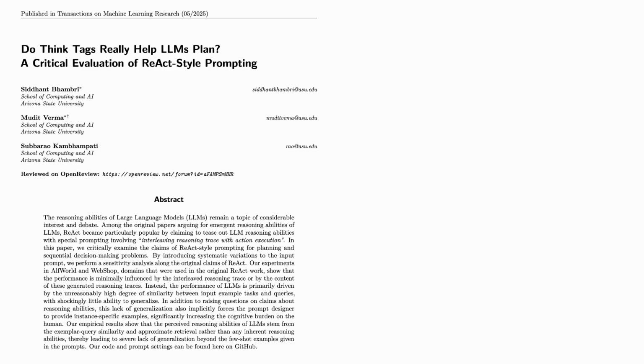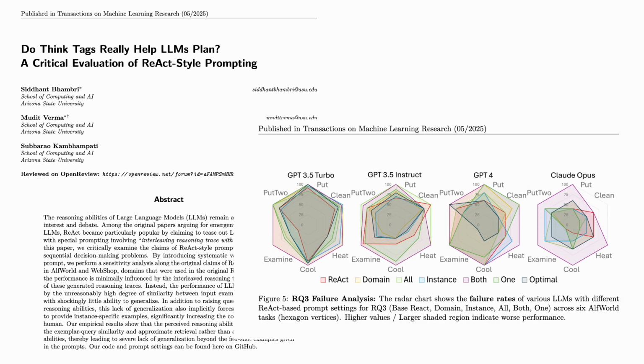In fact, this particular paper just came out finally in TMLR, titled "On the Planning Abilities... Do think tags really help LLMs plan? A critical evaluation of ReAct style planning." It essentially says that the only time ReAct works is if your example and the problem you are testing on are almost identical. That's the high degree of similarity. So this issue of out-of-distribution generalization is a big thing. Basically, it just doesn't happen with ReAct or chain of thought.